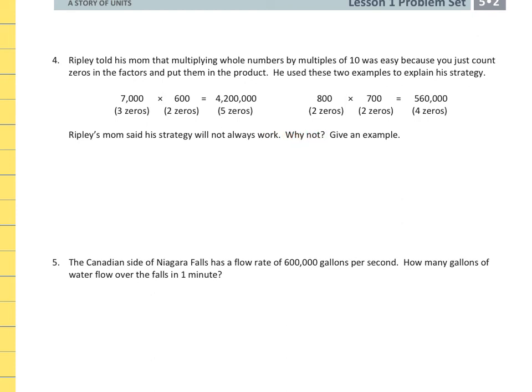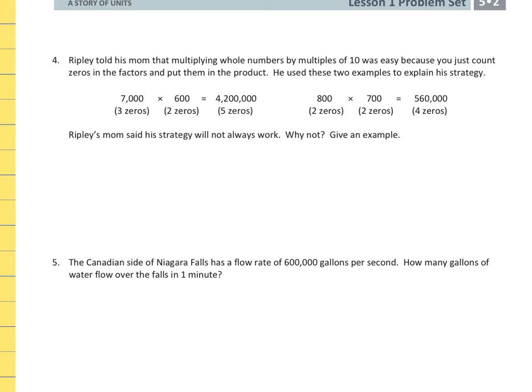So we have to think of an example that proves that Ripley's theory is not correct. Maybe some of you already are thinking, hey, I have an example that we did on the previous pages that we can use. Some of you might not catch on to this, so let's go ahead and just start exploring.